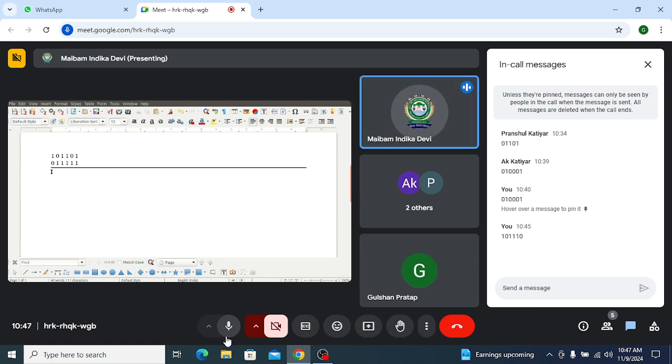Okay, let's do the answer. 1 minus 1 will be 0. Then 0 minus 1 will be 1 with a borrow of 1. So 1 minus 1 will be 0. 0 minus 1 will be 1 with a borrow of 1 again. Okay, so this is the thing.